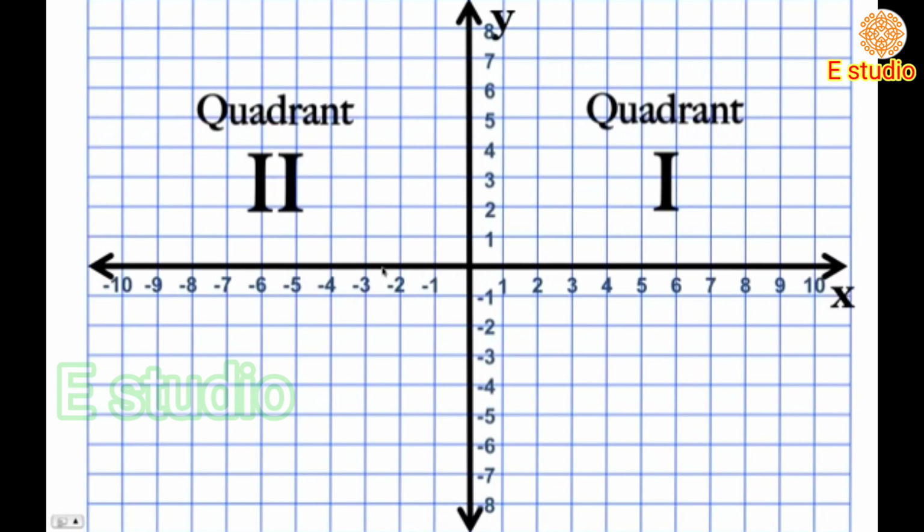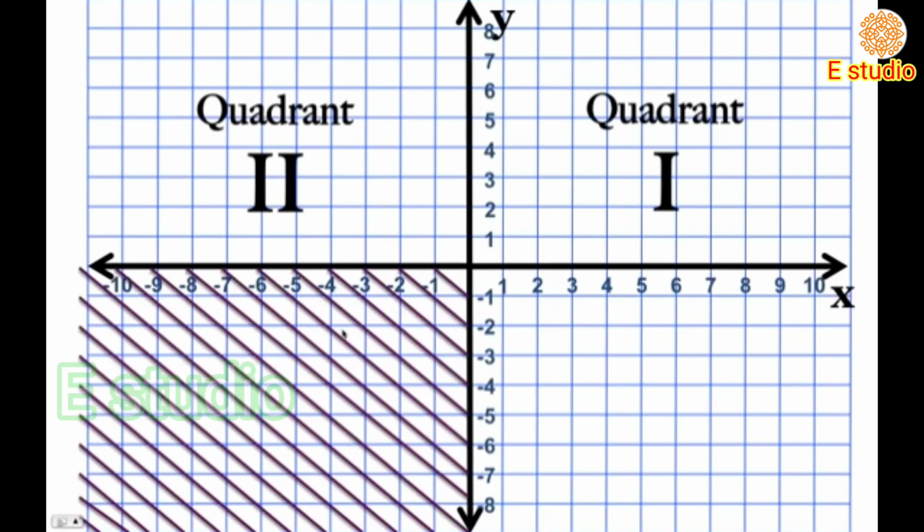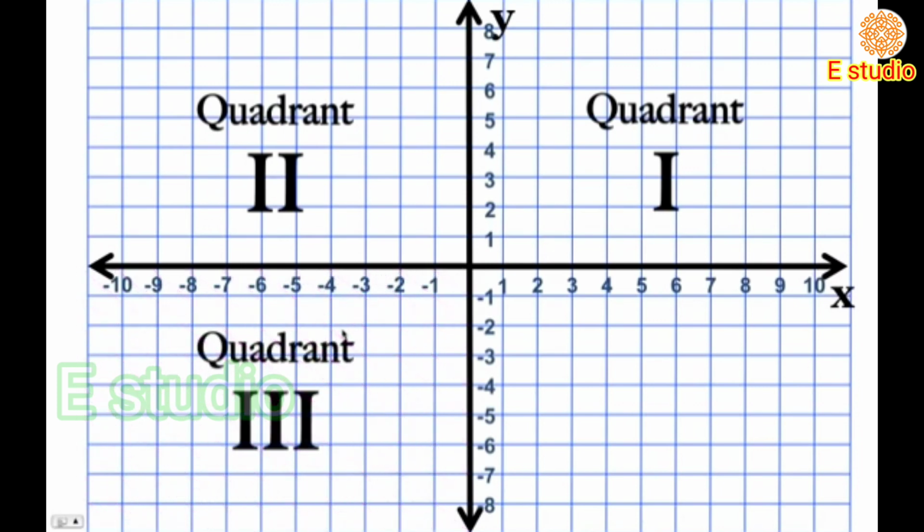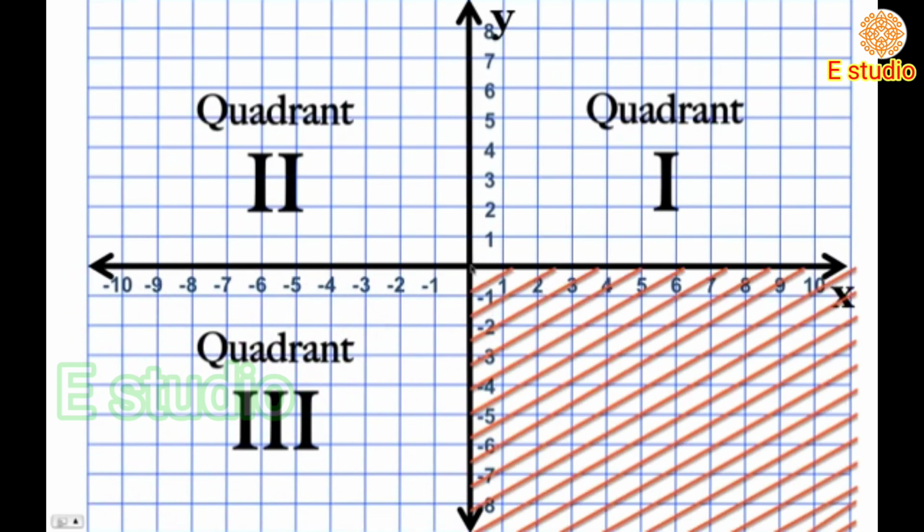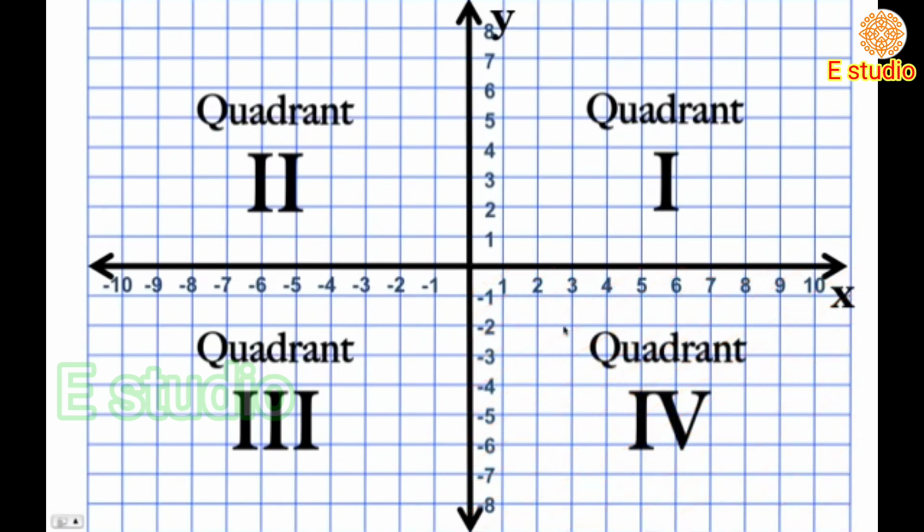This part down here, where x is negative and y is negative, is quadrant 3. And any points over here are said to be in quadrant 3. And this section over here, where x is positive and y is negative, is quadrant 4. And any points that are in this area are said to be in quadrant 4.